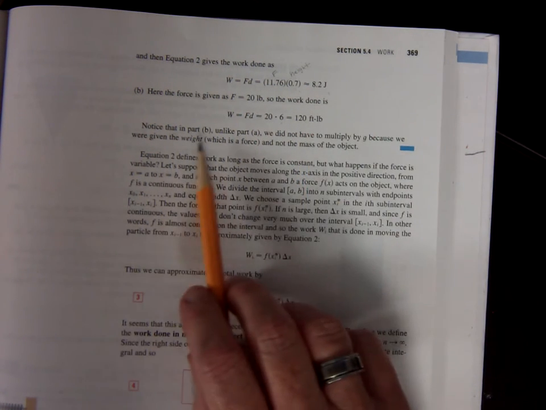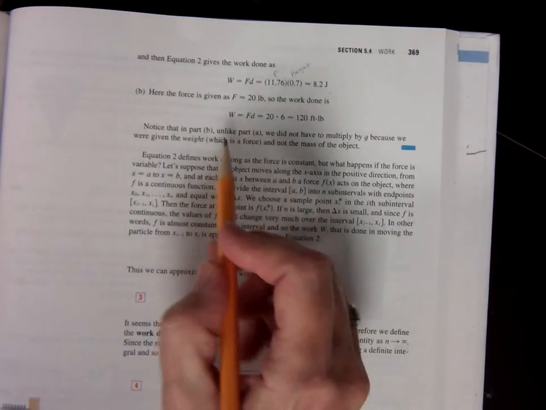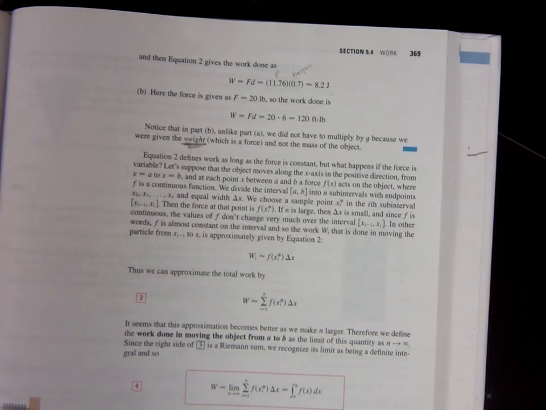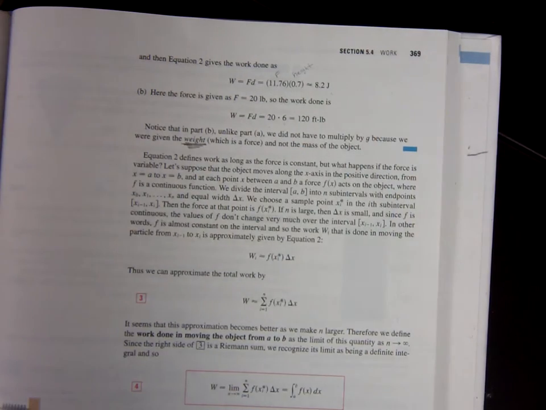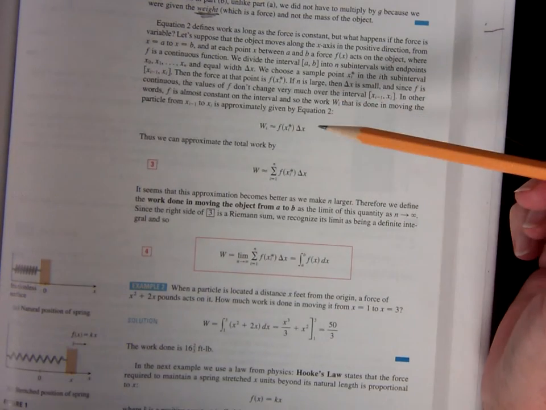Now notice in part B, unlike A, we didn't have to multiply by gravity because we were given the weight, which is a force, and not the mass of the object. So very important, because we were given the weight, we didn't have to multiply by our gravity. Okay?